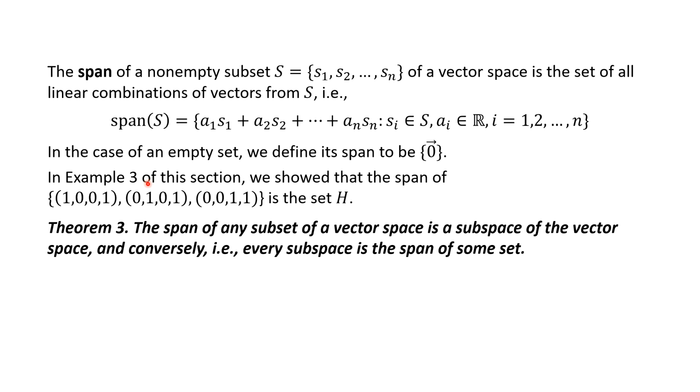And we've seen this idea in several of our examples. I point to example 3, but we've seen it in a few places where we were able to find the set of vectors that made up a subspace. And we also have a theorem here. The span of any subset of a vector space is a subspace of the vector space. And conversely, every subspace is the span of some set. We'll prove that on the next slide.